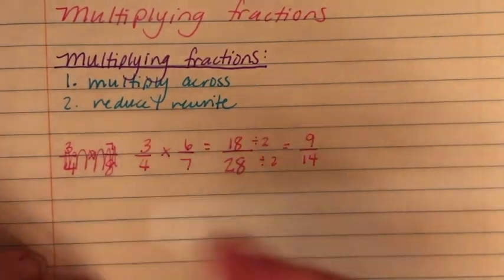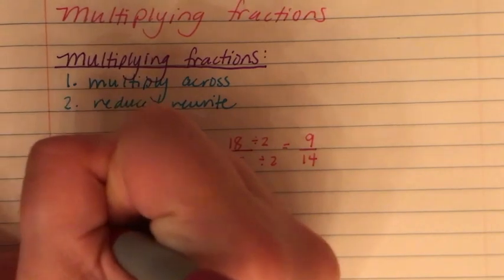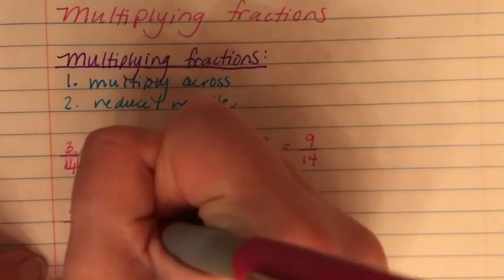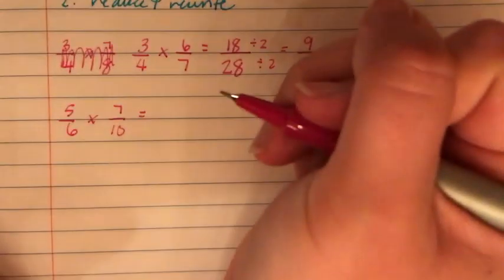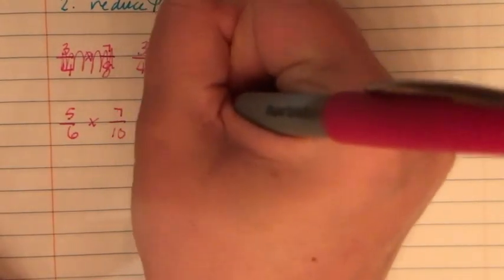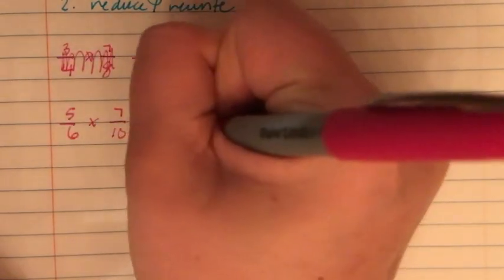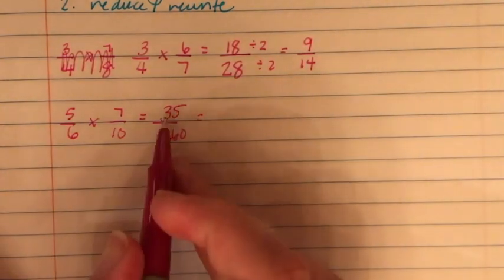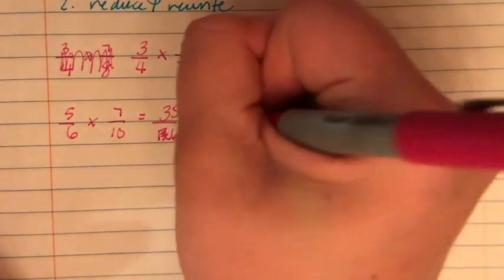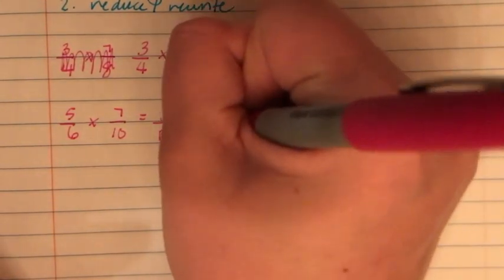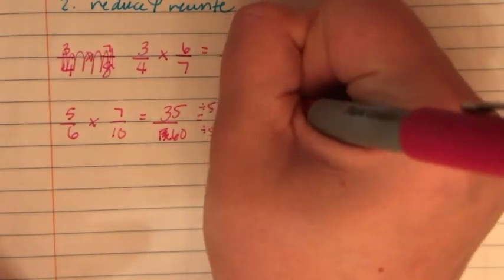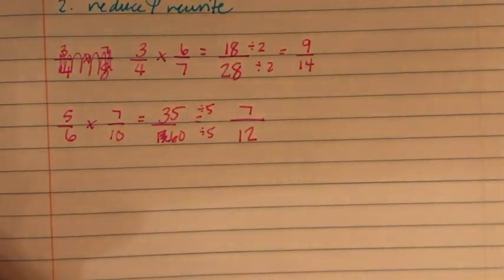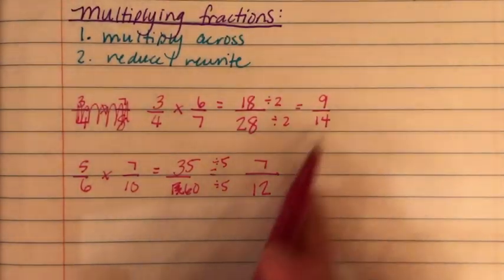Okay, let's do one more. So let's do 5/6 times 7/10. So 5 times 7 is 35. 6 times 10 is 60. So I can see 5 is a factor of both of these. And I get 7. 60 divided by 5 is 12. Okay, so pretty easy. Multiply across and then reduce.